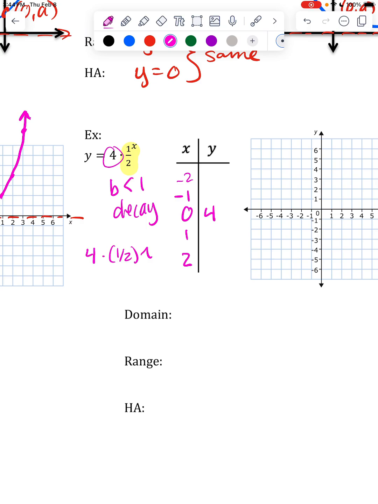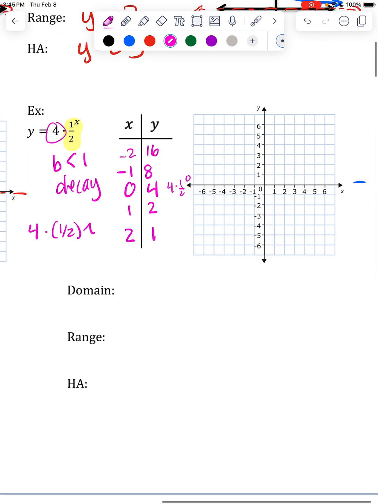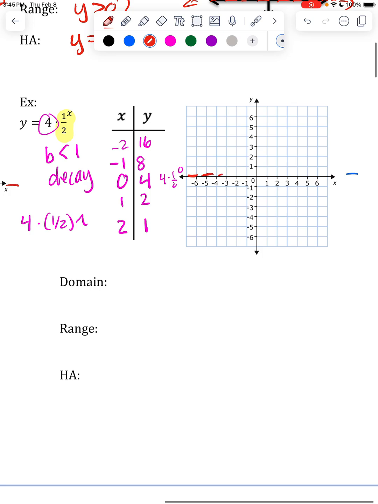So here you should get, and check it on your calculator that you're getting this correct. Actually, that's 16, sorry. So this one should come out to be 16. This should come out to be 8 on your calculator. This should come out to be 4 if you do 4 times 1/2 to the 0. Then this should be a 2, and then this will be a 1, and so on. But I'm going to have that horizontal asymptote here at 0. My range stays above that.